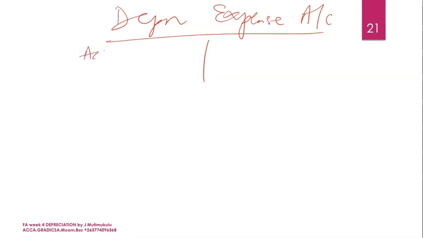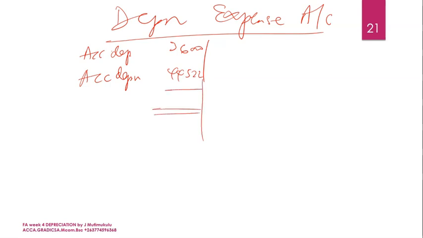Alright, we have the accumulated depreciation of 36,000 initially before the revaluation, and then the accumulated depreciation after the revaluation, which gives us a total of 80,122. And remember, the depreciation charge should be transferred to the statement of profit or loss. So the SPL transfer should be the ultimate balancing figure.